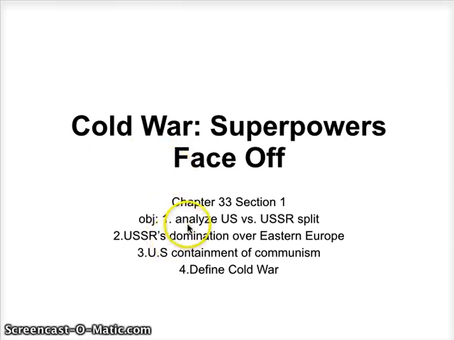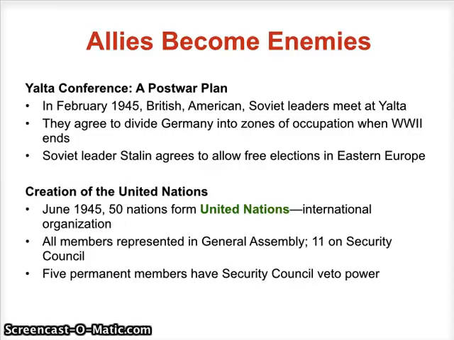Looking at our objectives: number 1, analyze the US versus the USSR and their split. Number 2, look at the USSR's domination over Eastern Europe. 3, the US containment of communism. And 4, we're going to define what exactly the Cold War is.